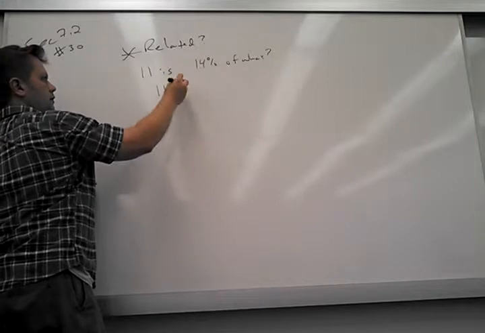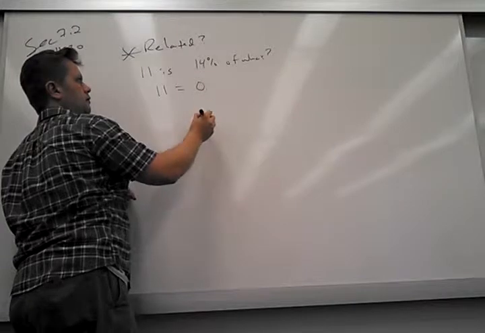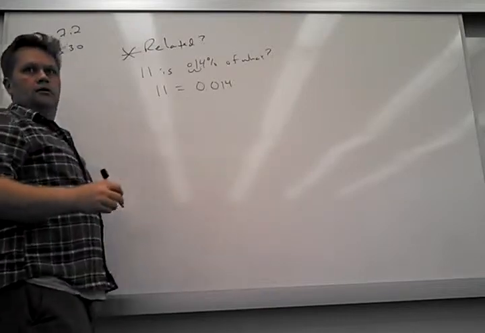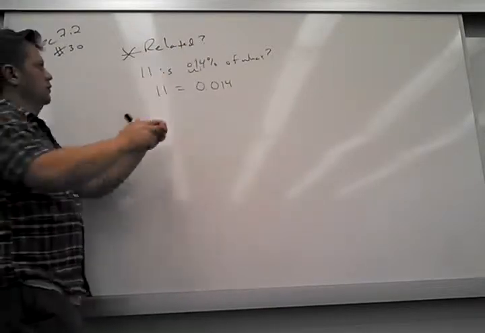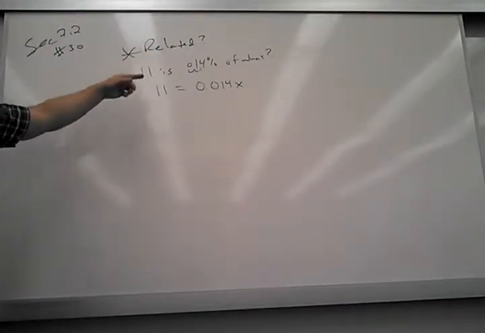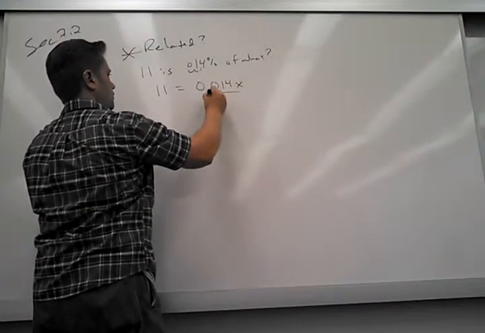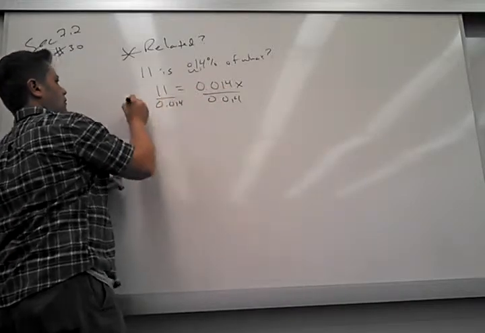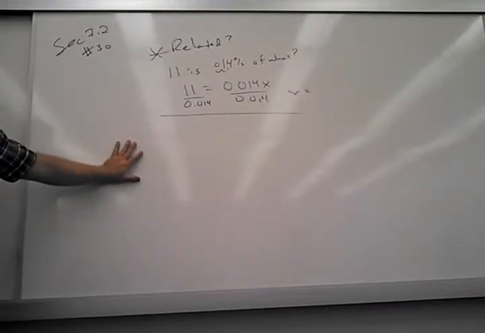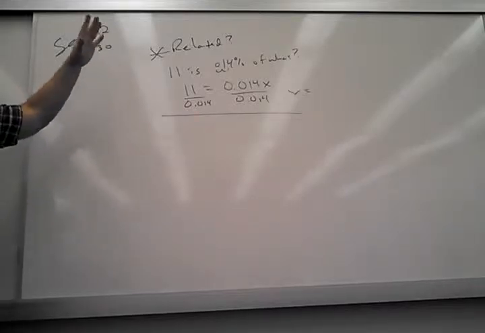So 11 equals? You've got to change that percentage into a decimal. Of what? And then you would divide by the 0.014, right? And you get your answer that way. Then you get x equals whatever that is. Right? Is that cool? The main problem with this is they give you an ugly percentage number.